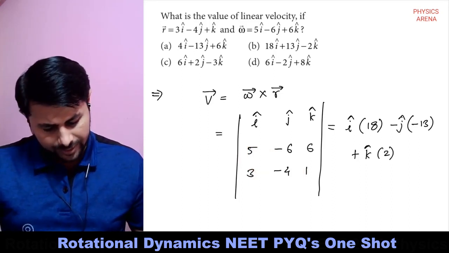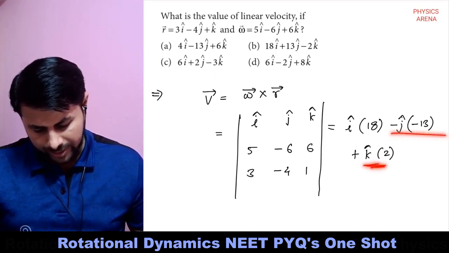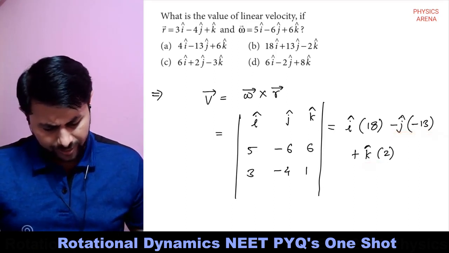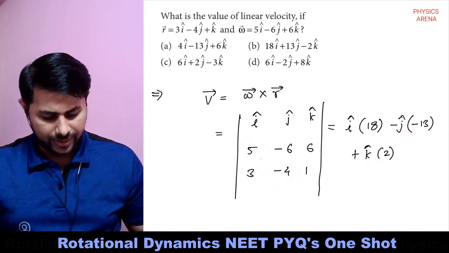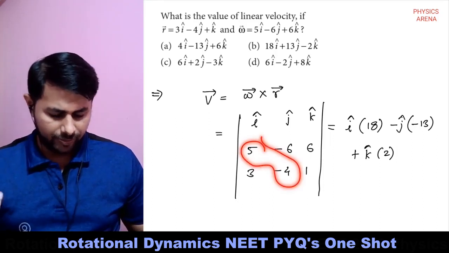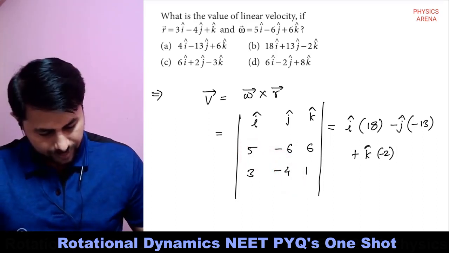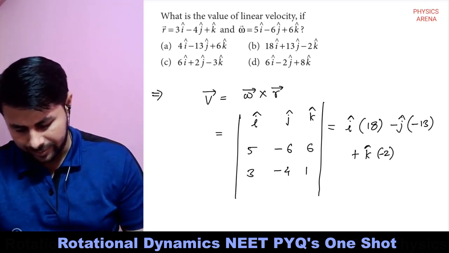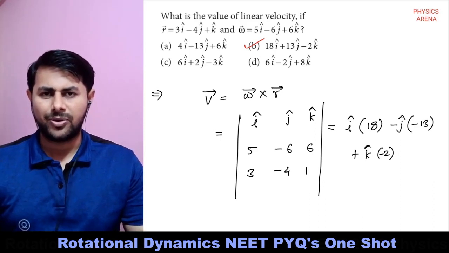So which is the answer? 18 i cap plus 13 j cap plus 2 k cap. It is plus, no? No, it's minus, right? This is 5 times minus 4, minus 20, okay, plus 18 is minus 2. So option B is the answer. Okay, this is straightforward.